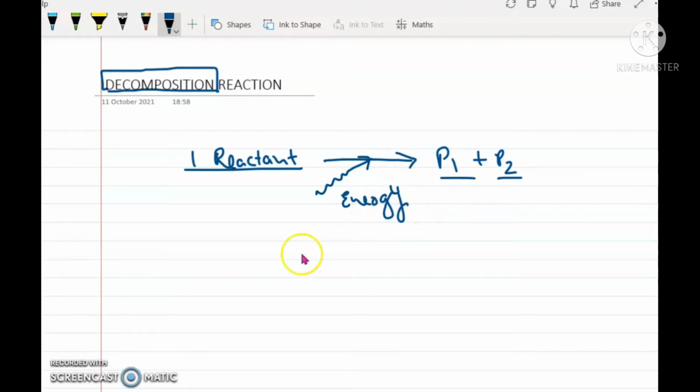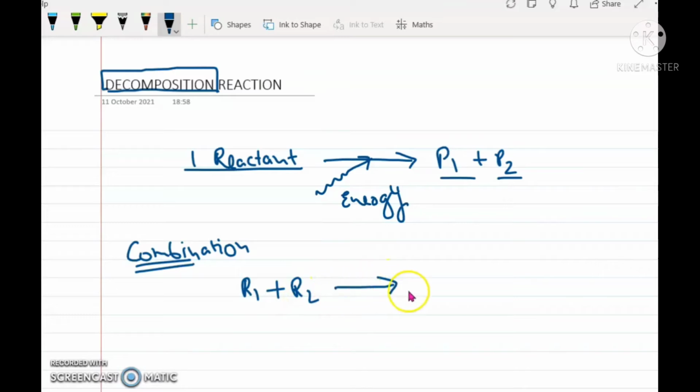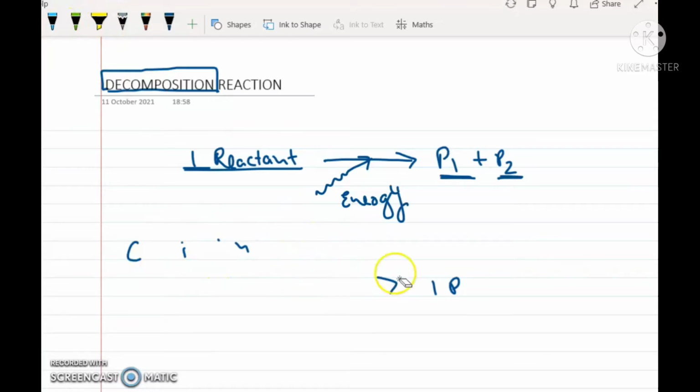As you saw in the last topic on combination reactions, two or more reactants come together and form one product. But over here, in a decomposition reaction, it is completely the reverse. You have one reactant and two or more kinds of products being formed in a given reaction. Please note it down that in a decomposition reaction, energy is actually required.